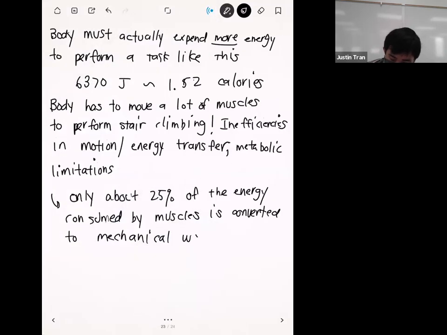And even this 25% is an average, but it's an average with a huge variance too. So don't look at this number and just multiply the above one by 4 and say that's the amount of energy that my body's expending, because it depends on a lot of other factors too.